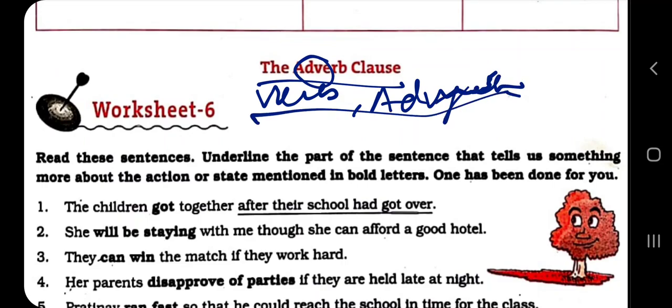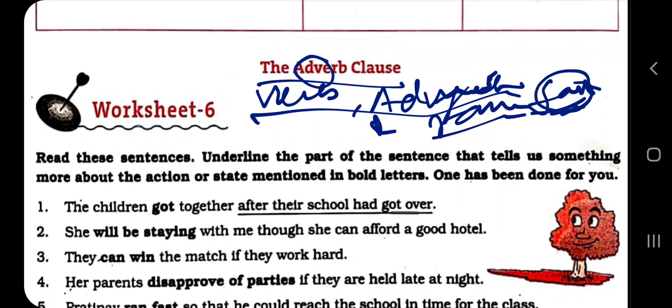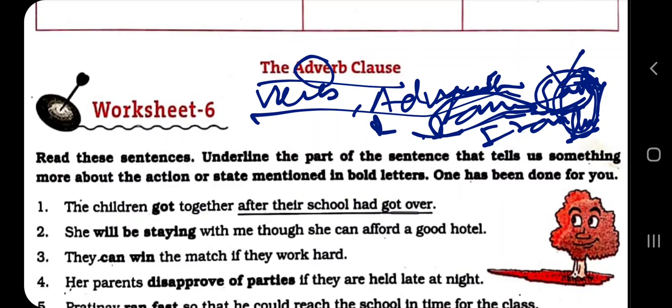Like if I say he ran fast, he is running. If I say he ran slowly, fast and slowly have different meanings. It means the action is being done, but how the action is being performed, the adverb tells us. Now read the sentences and underline the part that tells us something more about the action or state mentioned in bold letters. One has been done for you.